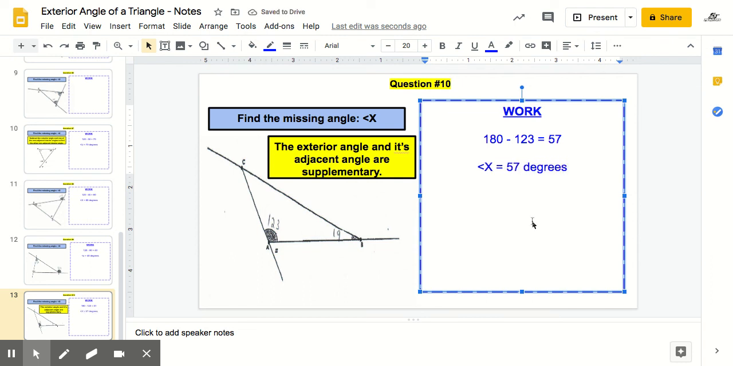Okay, guys, just to recap, the exterior angle theorem states that the exterior angle of a triangle is equal to the sum of the two non-adjacent interior angles. Okay, so again, non-adjacent means not next to each other. And interior is on the inside and exterior is on the outside. Also remember that the exterior angle and its adjacent angle, so the angle that is right next to it, are supplementary. Together they have to add up to be 180 degrees.